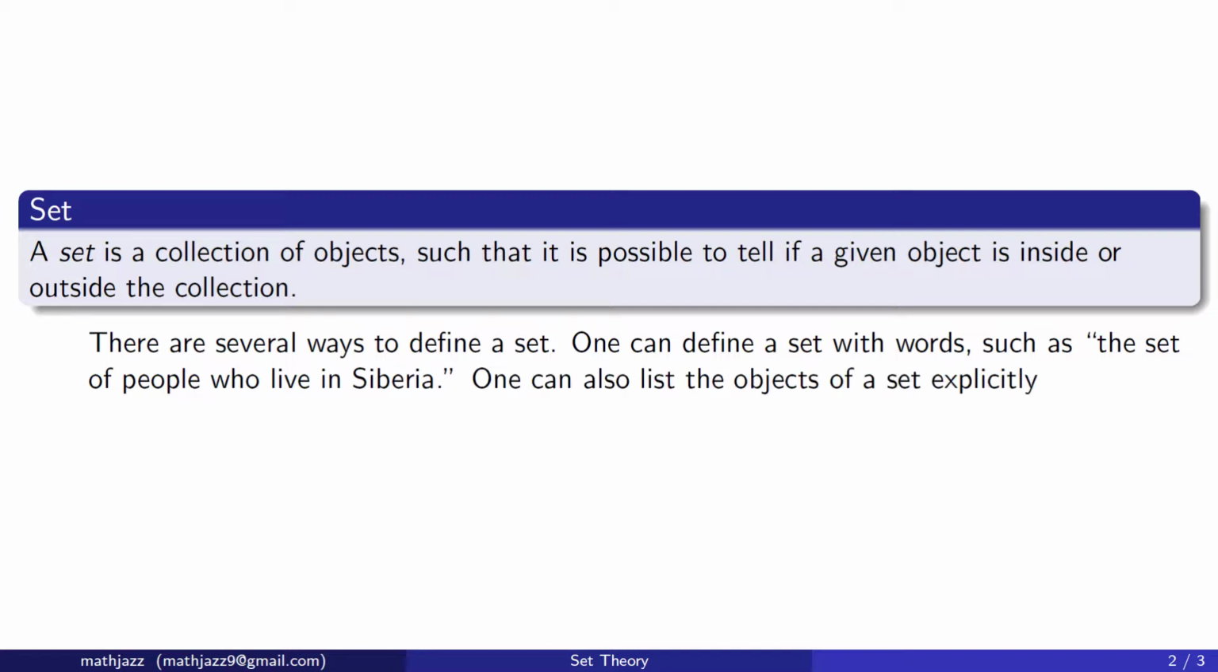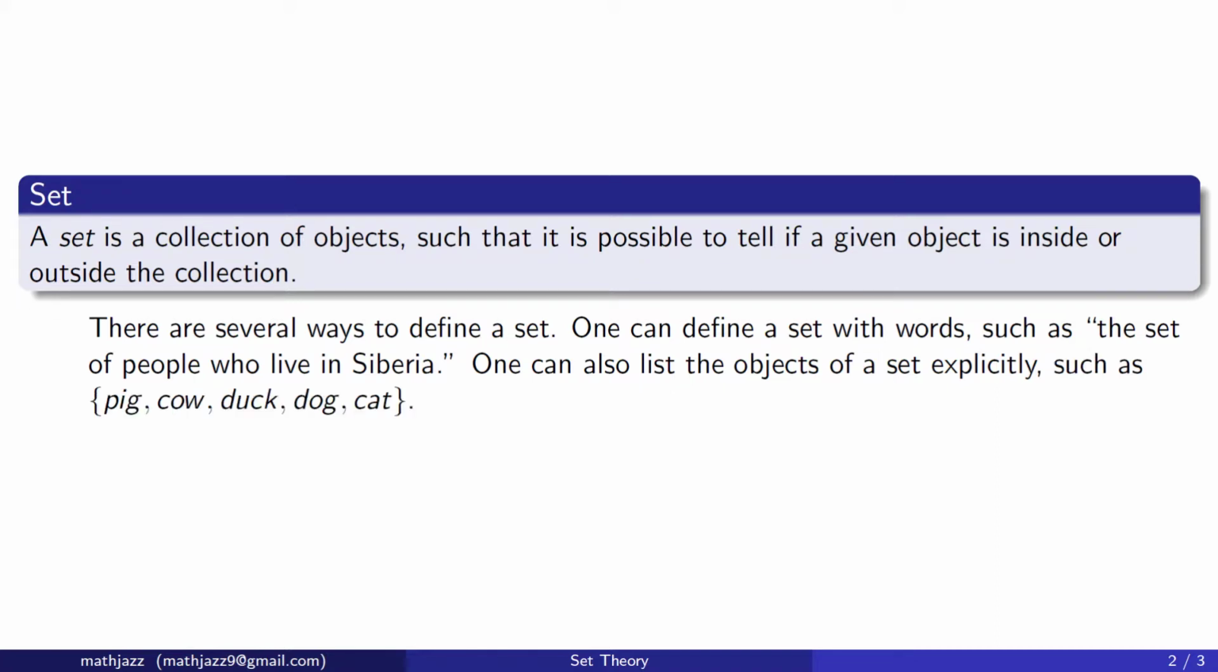So we usually get some shorthand in our sets and we name them. We can define a set with words, or we can list the objects of the set explicitly, like this set here: pig, cow, duck, dog, cat. Once we've defined what the objects are, we usually give it a name, usually a one-letter capital letter name, and we refer to the set by that letter for the remainder of the time we're doing our work, writing our paper, doing our research.